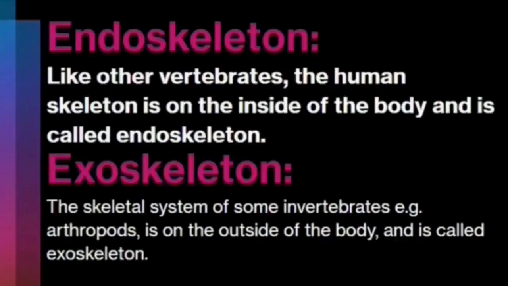There are two kinds of skeleton, endoskeleton and exoskeleton. Endo means inside the body. It means those animals that have their skeleton inside the body have an endoskeleton, for example, humans. Exoskeleton: exo means outside the body, and the skeletal system of some invertebrates, for example, arthropods, is on the outside of the body, for example, cockroaches, etc.